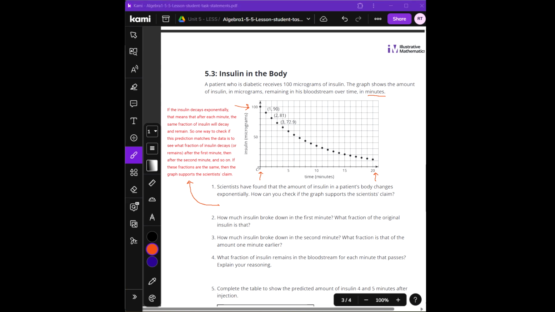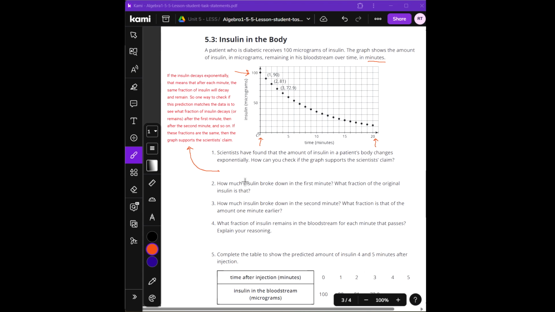Okay, so this can be something that you just copy down. It says, if the insulin decays exponentially, that means that after each minute, the same fraction of insulin will decay and remain. So one way to check if this prediction matches the data is to see what fraction of the insulin decays or remains after the first minute, then after the second minute, and so on. If these fractions are the same, then the graph supports the scientist's claims. Okay, so that's kind of why it would be exponential.